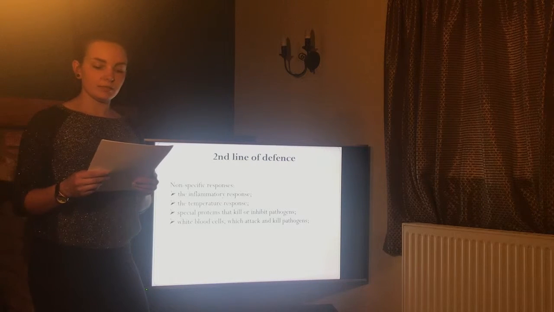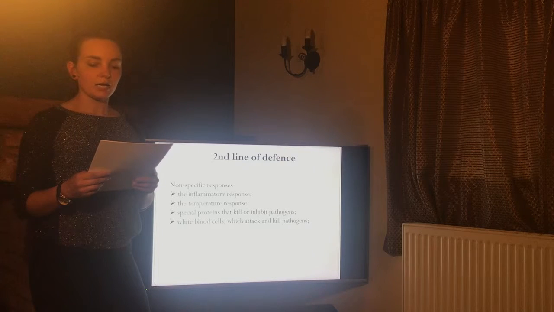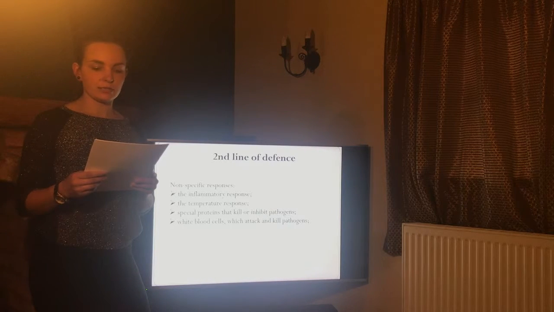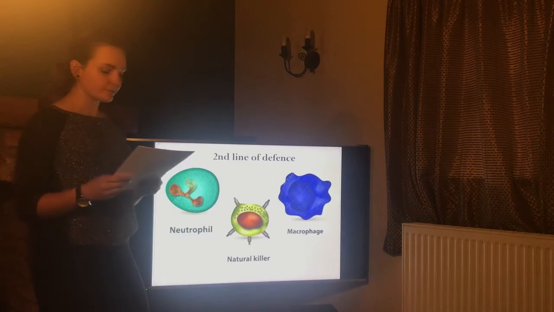In addition to that, various proteins can also provide non-specific defenses. Around 30 small proteins, also known as complement proteins, circulate in the blood and become active when they encounter certain pathogens. Yet the most important counterattacks in the second line of non-specific defenses are performed by 3 kinds of white blood cells: neutrophils, macrophages, and natural killer cells.